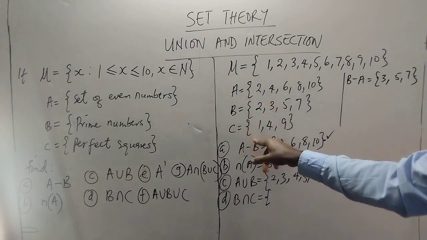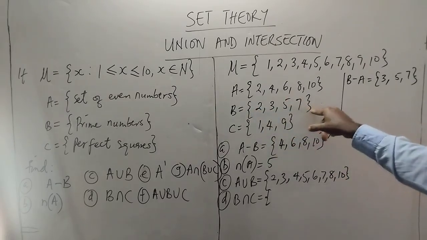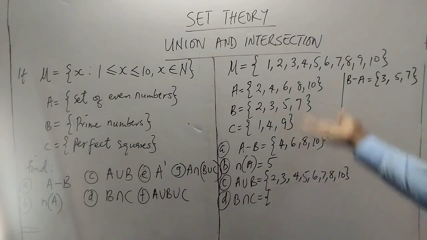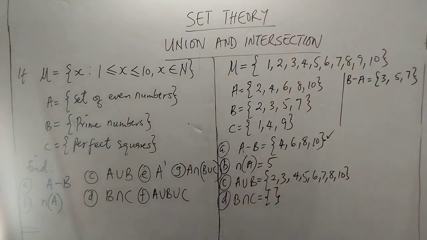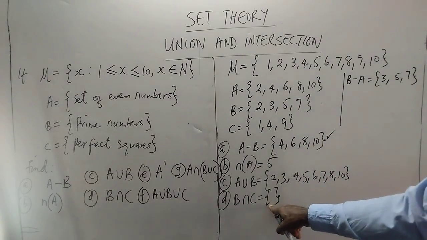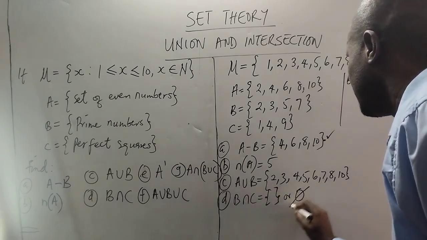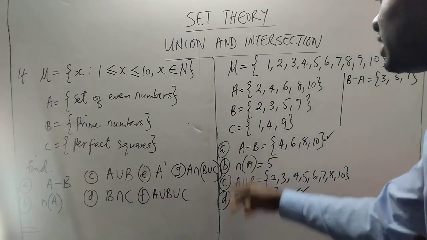So if you look at B and C, do they have anything in common? No, nothing. They don't have any element in common. So the answer is an empty set, a null set. You can write it like this, or you can write it like this. That is the symbol of the empty set or null set, meaning there is no element. They don't have anything in common.